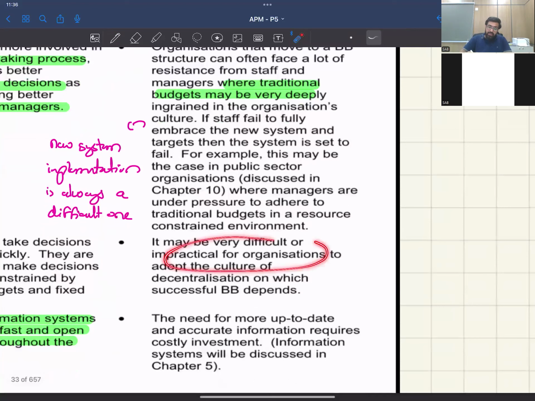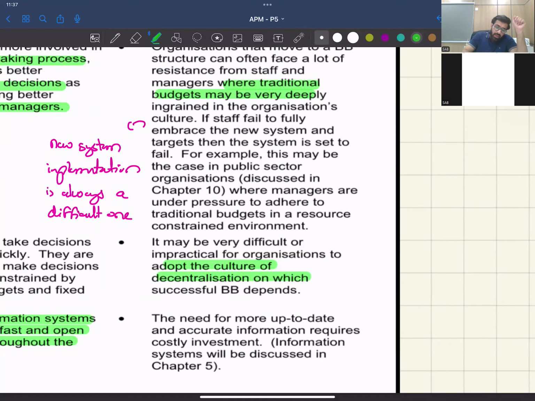Very difficult and impractical to adopt the culture of decentralization. Now think of it. You're working in a centralized structure where each and everything is decided by the seniors, and all of a sudden the power is given to the juniors, or they have been given the authority to decide. So it's very impractical. Some people are not even eligible to take a decision. So what to do there, right?